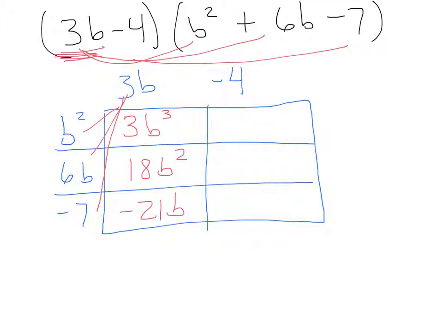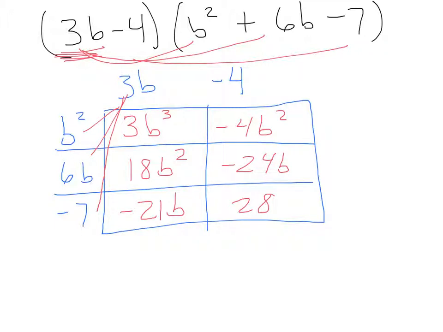The negative 4 will then multiply each of the terms in the trinomial: negative 4b squared, negative 4 multiplying 6b, negative 24b, and then negative 4 times negative 7 for positive 28.